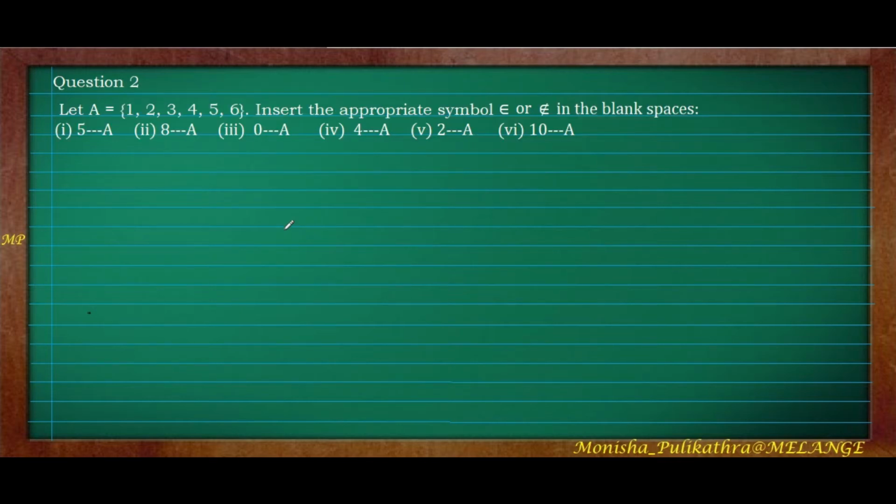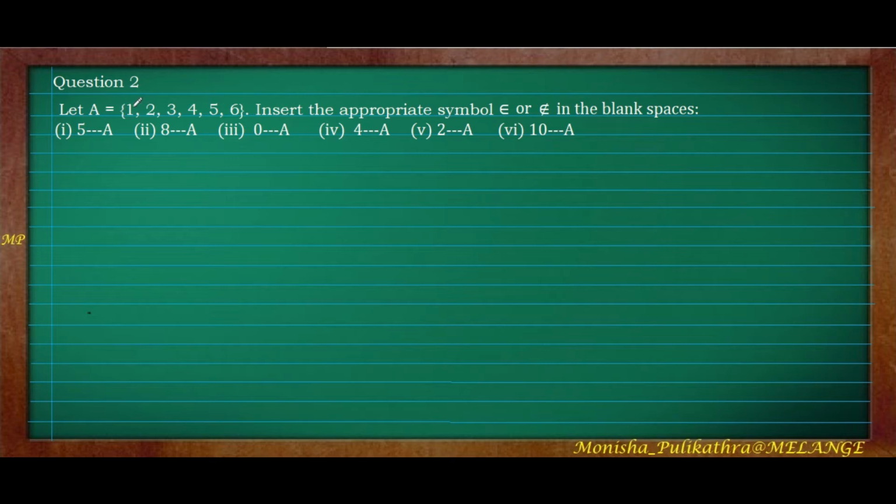The second question is: let a set A = {1, 2, 3, 4, 5, 6}. In A, there are 6 numbers from 1 to 6. Insert the appropriate symbol, that is, belongs to. So this symbol means belongs to, and this symbol means not belongs to. We have to insert whether belongs to or not belongs to in the blank spaces given here. So how can we identify whether it belongs or not?